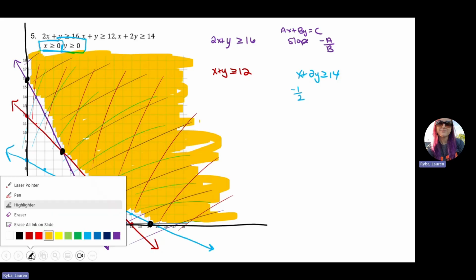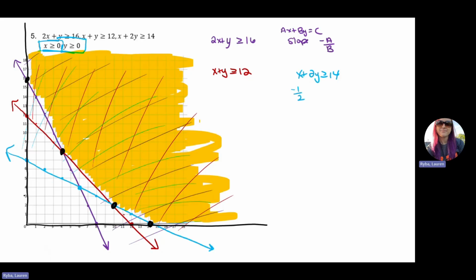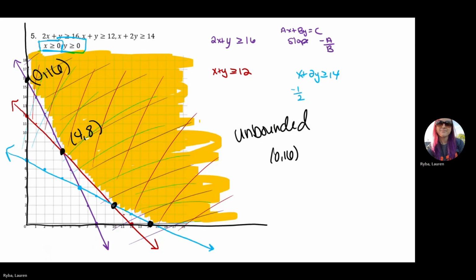Now this one, unlike the other 2 we've done, is unbounded, okay? There is no limiting top. There is no right-hand limiting factor here. So this is unbounded. And then here are my corners. This one is 0, 16. This one here is 4, 8. This one here is 10, 2. And this guy over here is 14, 0.